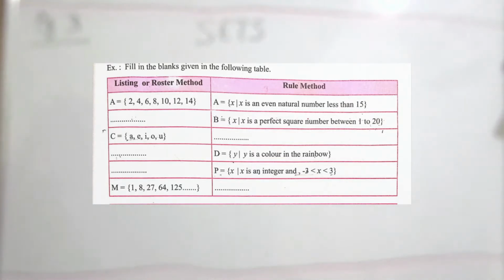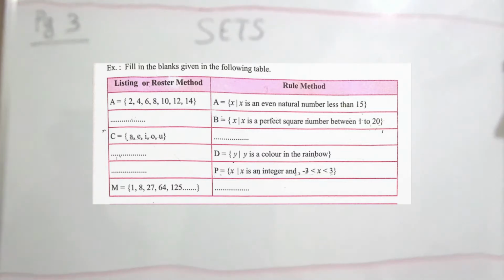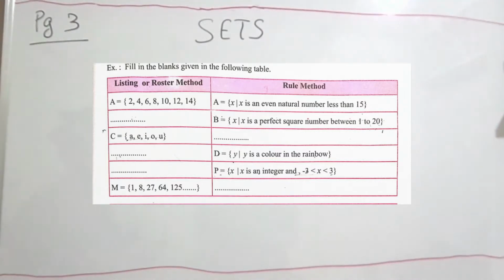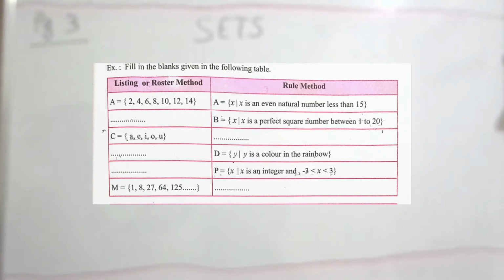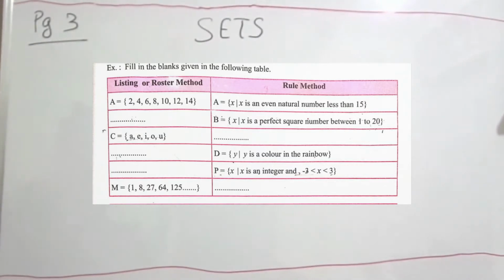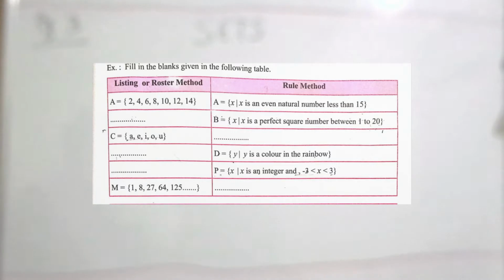Page number 3. Look at the table. The first one is done for you. Second one, B is equal to x, such that x is a perfect square number between 1 to 20. Now which are the square numbers from 1 to 20? You know the square table, you all have studied it last year. 1 square 1, 2 square 4, 3 square 9, 4 square 16, 5 square 25, 6 square 36, and so on. So these numbers 1, 4, 9, 16, 25 are all perfect squares. You want how many from between 1 to 20? Between 1 to 20 means 1 and 20 are not included.